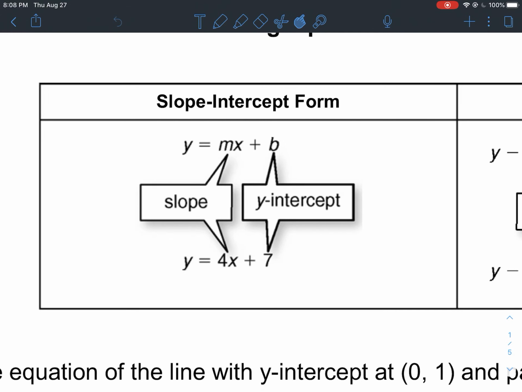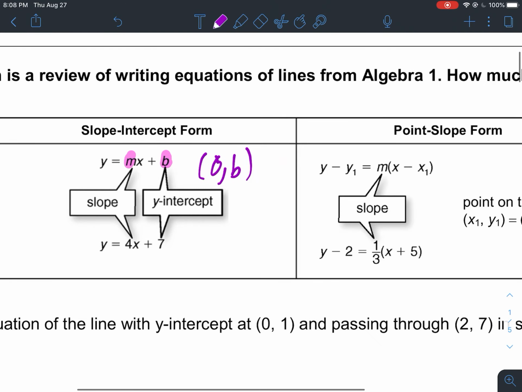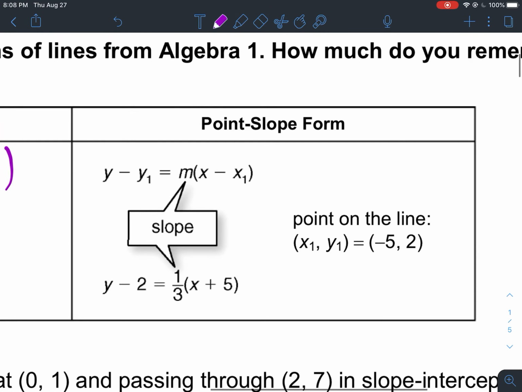Slope-intercept form of a line is y equals mx plus b, where m is our slope and b is our y-intercept at (0, b). Point-slope form is exactly what it says it is. It has a slope and a point. So (x1, y1) is your point.